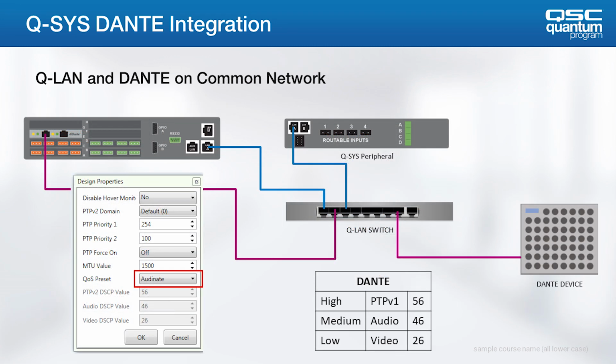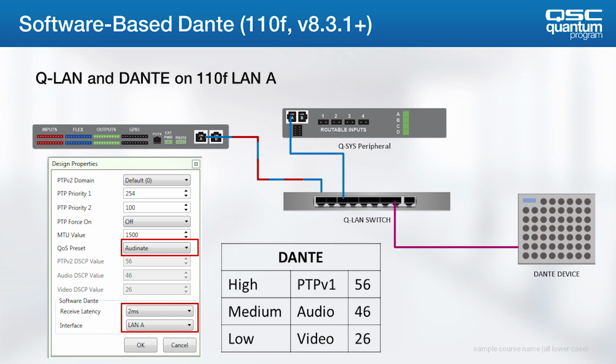We can converge Dante and QLAN onto the same network as shown in this diagram. To make QoS setup simpler, we choose the Audinate QoS preset in the design file, which allows us to use the Audinate DSCP values in the switch setup. Now, of course, this is very often the case when software-based Dante is used in conjunction with Q-SYS peripherals in a Core 110F system. Software-based Dante will always use the Audinate DSCP values regardless of the QoS preset chosen. We're only remapping QLAN values to match.